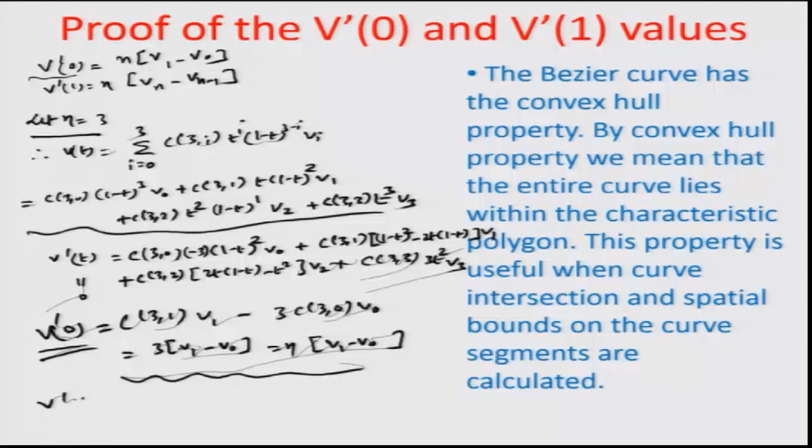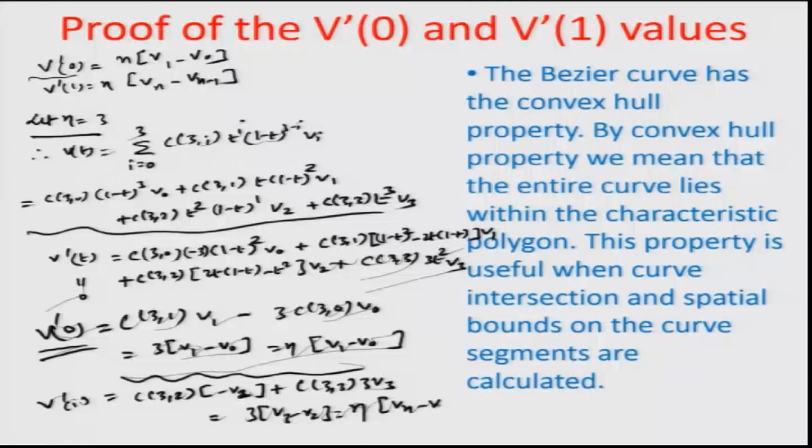Similarly, if I were to look at what is V'(1) in this particular case, it can be represented as C(3,2) times minus V2 plus C(3,3) times 3 V3, which actually comes out to be 3 times (V3 minus V2), nothing but n times (Vn minus V(n minus 1)). So, we can see that both these conditions, V'(0) and V'(1), are satisfied for something to be called a Bezier curve.